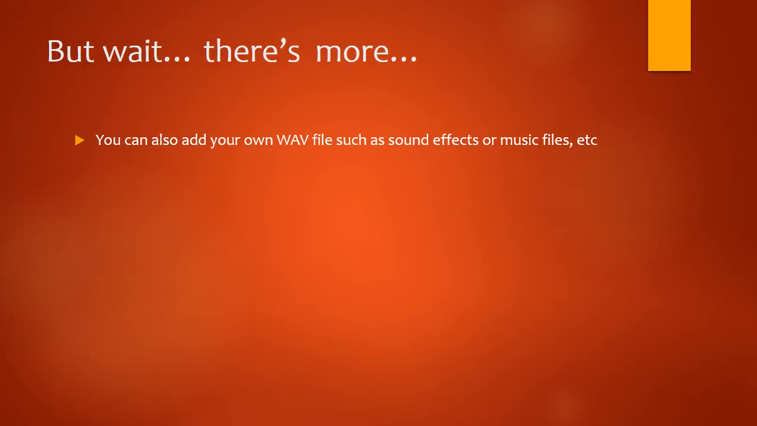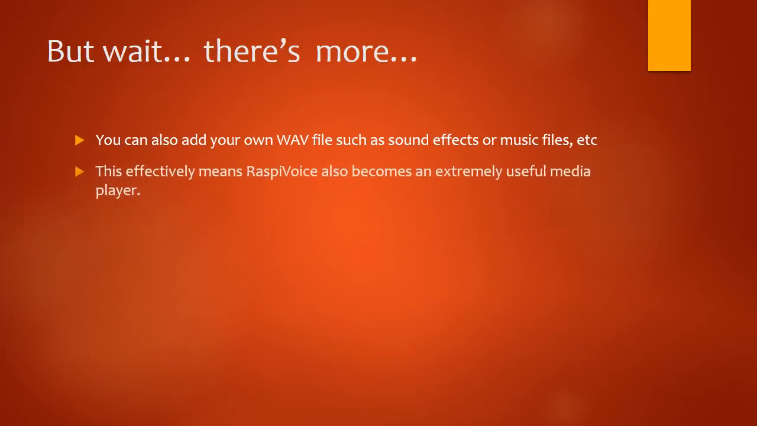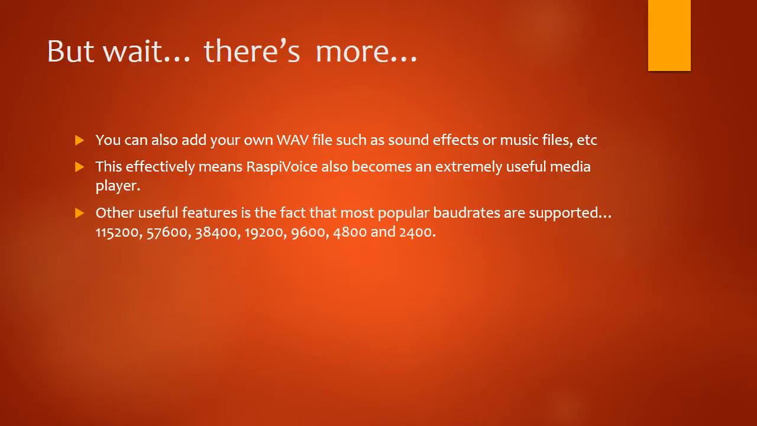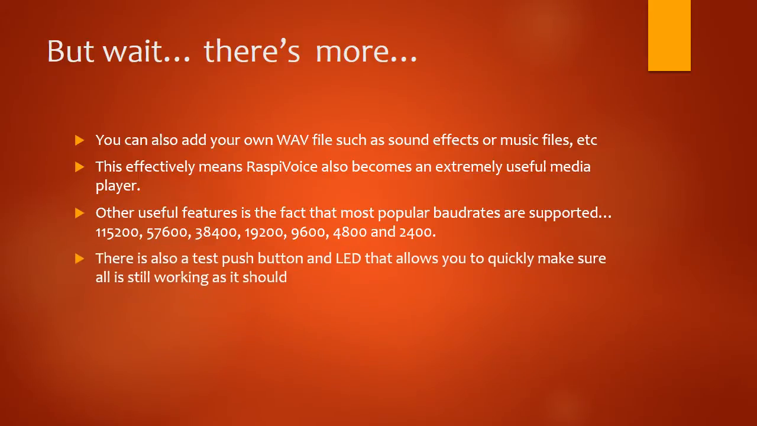You can also add your own WAV files and sound clips for sound effects or music, etc. This means that RaspiVoice can also act as an easy-to-use serially controlled WAV file player. Most popular baud rates are supported, and the Shield even has a test button to easily generate sample voice data and also an LED to show when you are supposed to hear sound on the speaker.